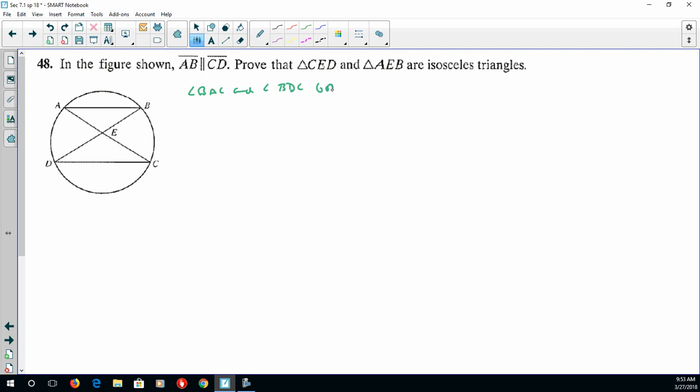And they are inscribed angles. So that means that angle BAC is congruent to angle BDC. So this and this are the same. Okay, next step. Angle BAC and angle ACD are alternate interior angles formed by parallel lines.